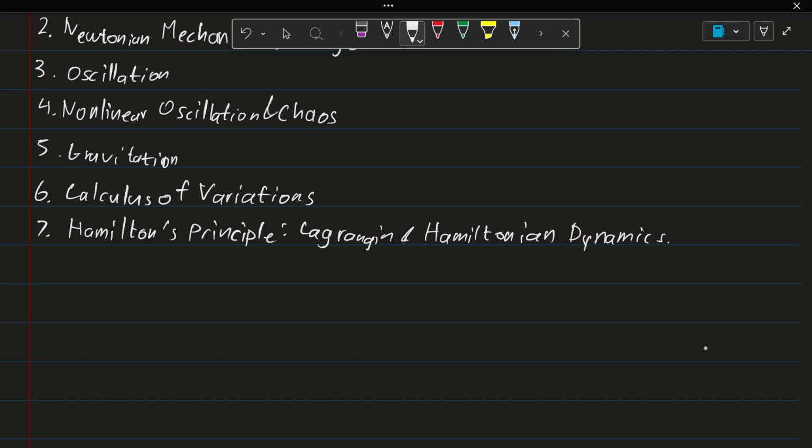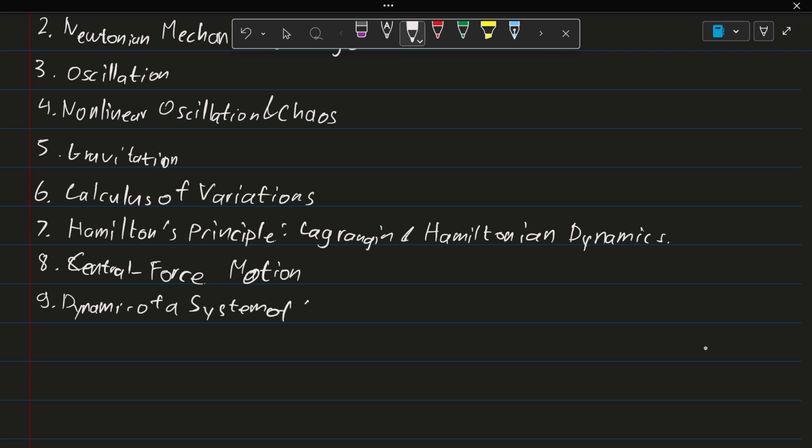After that, we'll be discussing central force motion. So we'll be discussing how you convert multiple forces into a centered motion, as well as the reduced mass and so on. So this is for you to discuss multiple objects. After that, we'll be discussing the dynamics of a system of particles, in which we'll be discussing the conservation of momentum and collisions and other things as well.